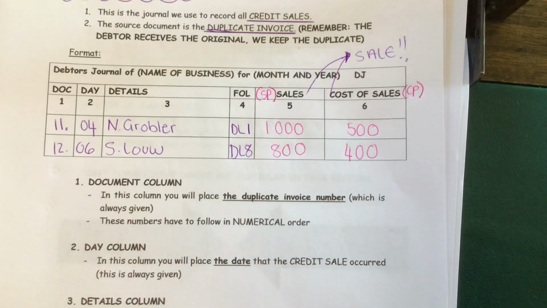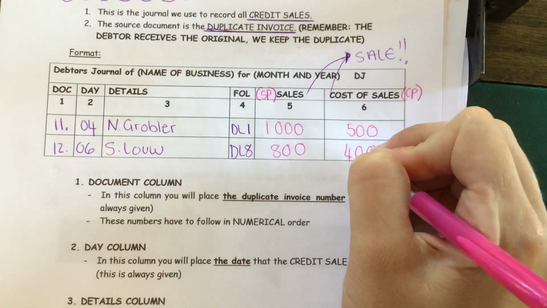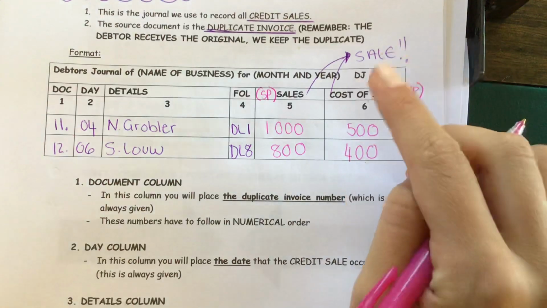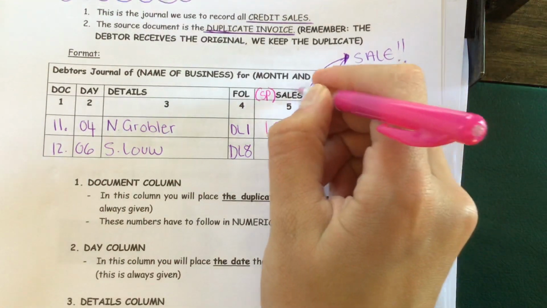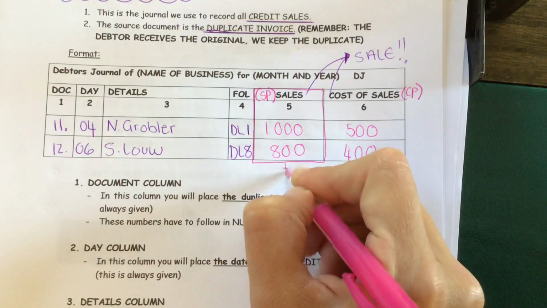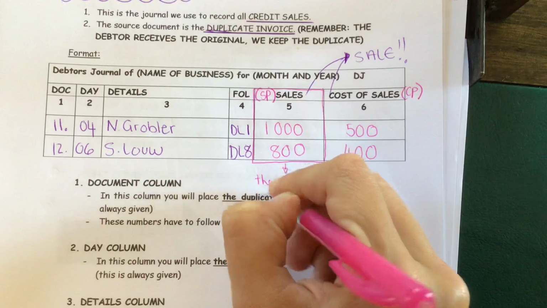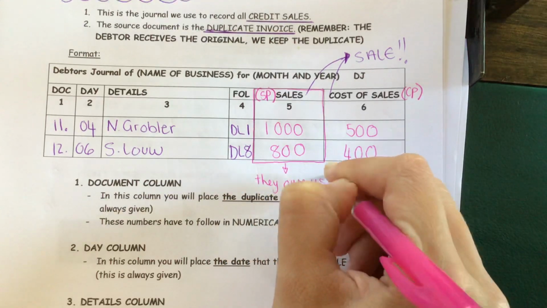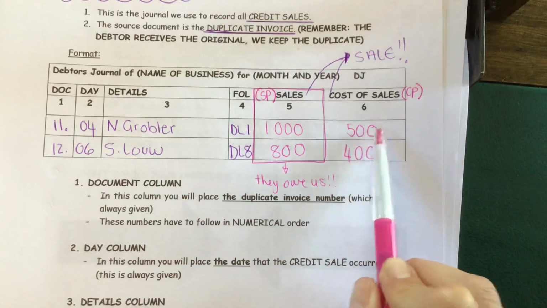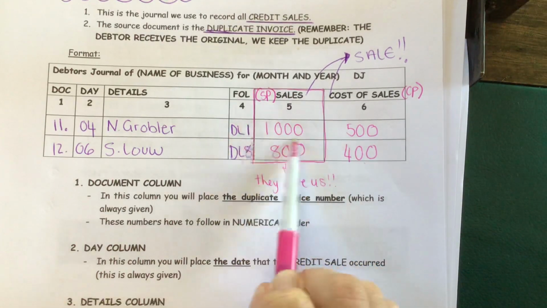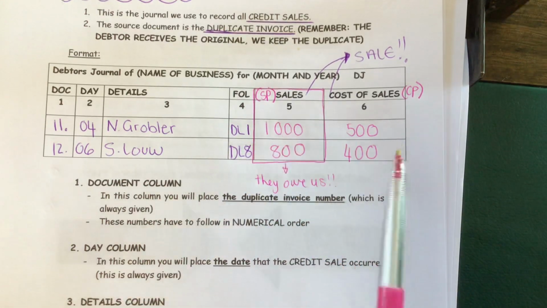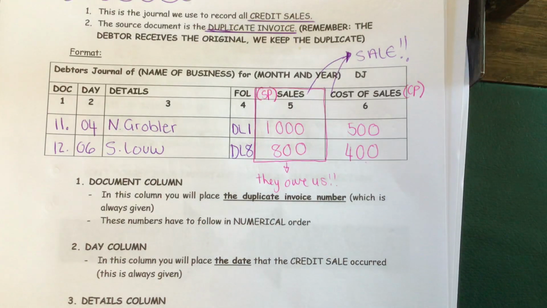We need to look at this and we need to remind ourselves that cost of sales is the cost price. It's what we purchase the goods for. What's super important for us is this sales column. And why it's important is because this is what they owe us, okay? If N. Grobler only paid me 500 Rand, I wouldn't be upset because the stock, we sold it for 1,000 Rand. So they have to pay us back the sales amounts. That is very, very important.